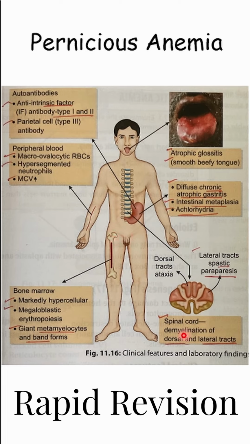Then there is spinal cord demyelination of the dorsal and lateral tracts because of the deficiency of vitamin B12, causing peripheral neuropathy. So there is dorsal tract ataxia and lateral tract spastic paralysis. So the gait of the person will be unstable. In the bone marrow, we have marked hypercellular megaloblastic erythropoiesis, giant metamyelocytes and band forms.